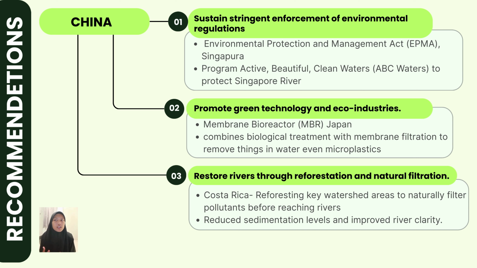Next, for China, the first recommendation is that the government needs to maintain strict enforcement of environmental regulations. Strong laws and consistent enforcement are essential to control pollution and protect natural resources. When regulations are properly implemented, they ensure the industry and communities follow environmentally responsible practices. For example, Singapore's Environmental Protection and Management Act (EPMA) and the ABC Waters Program have successfully improved the condition of the Singapore River by enforcing clear environmental rules.